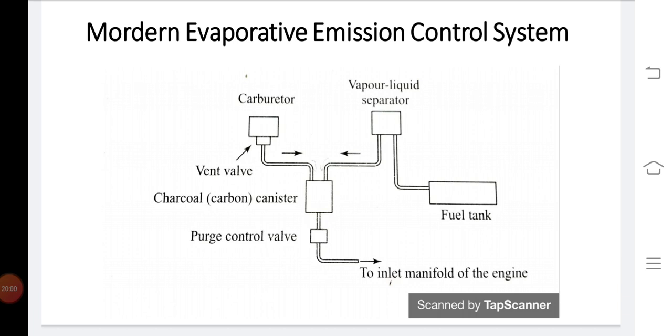The air carries the hydrocarbons through the purge control solenoid valve to the engine induction system, and the purge control solenoid valve is also controlled by the ECM or ECU, electronic control unit. Okay, so these are the basics, the diagram and the operating principles of the modern evaporative system which are installed in modern types of vehicle.